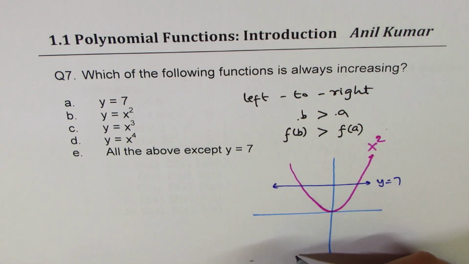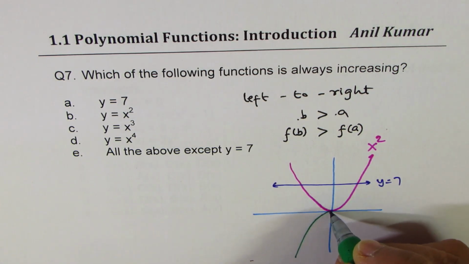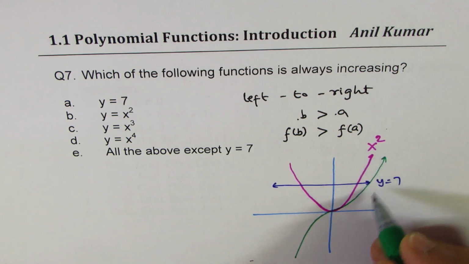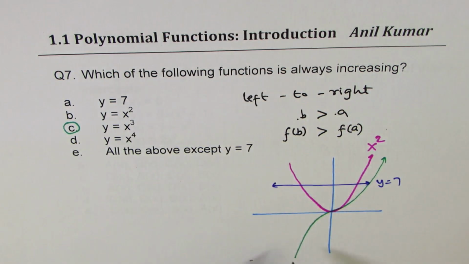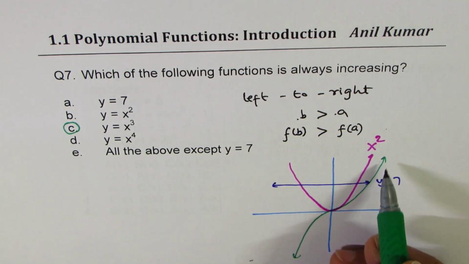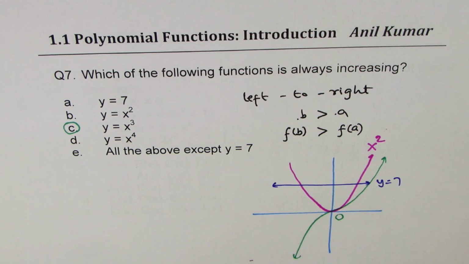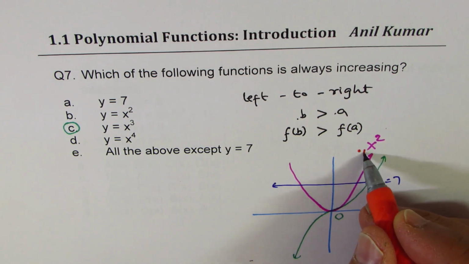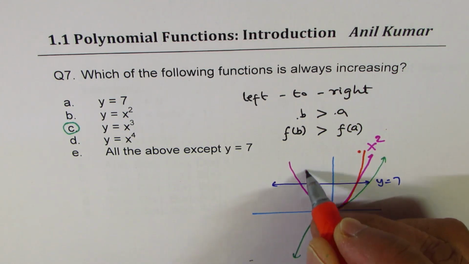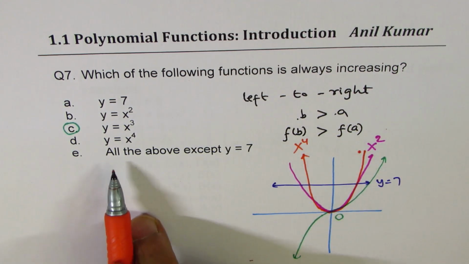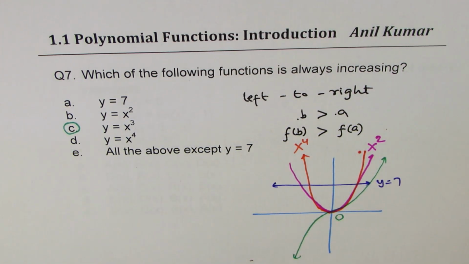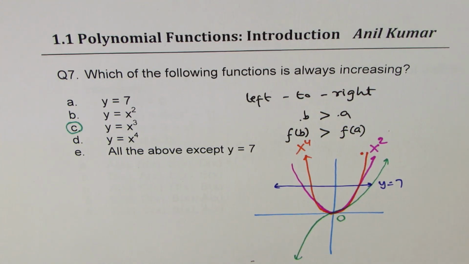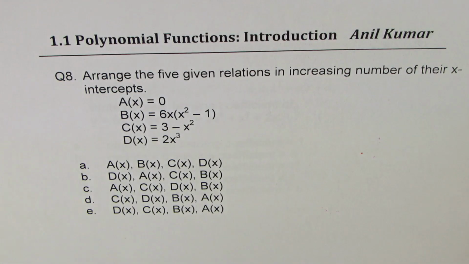Y equals x cubed. Now look here. It is going from minus infinity to 0 to plus infinity. So this is the function which is always increasing. When you see from left to right, you can see that it always increases. Perfect. So that is what we mean. I hope the concept is clear. Y equals x to the power of 4 will look like a parabola, but steeper and broader here. So that is how it will look. All the above except 7. So option C is the right option. That is the only function which is always increasing out of those given here.